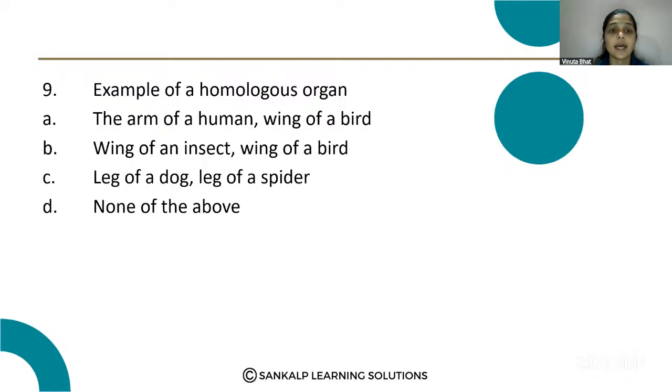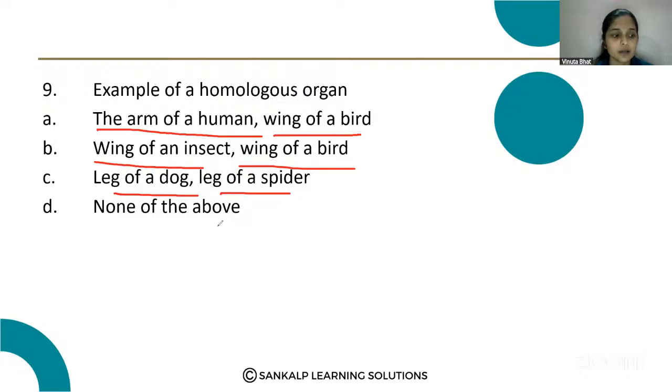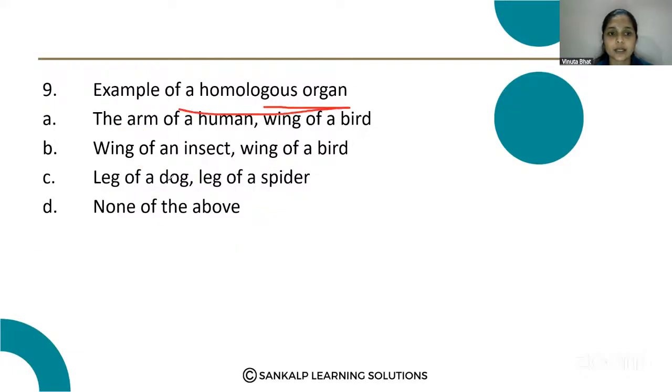Next question. Example of a homologous organ. Option A, the arm of human, wing of bird. Option B, wing of an insect, wing of a bird. Option C, leg of a dog and leg of the spider. Option D, none of the above. So here the meaning of homologous organ, you should know.